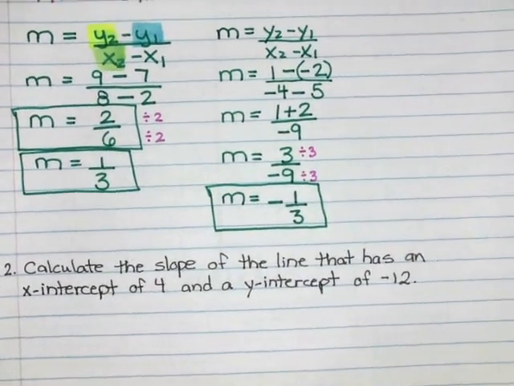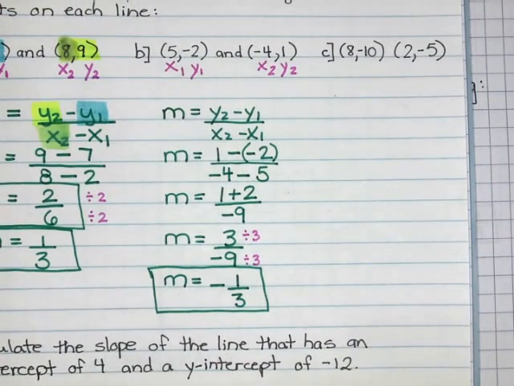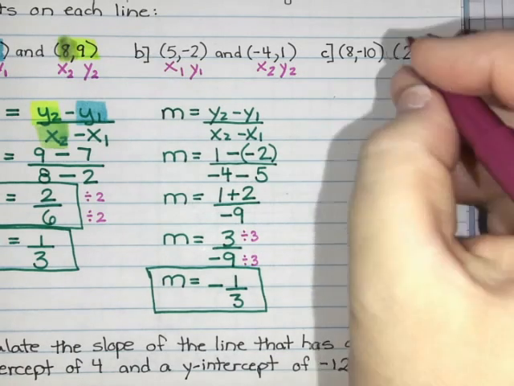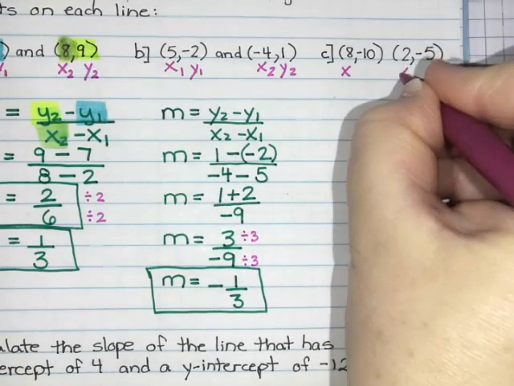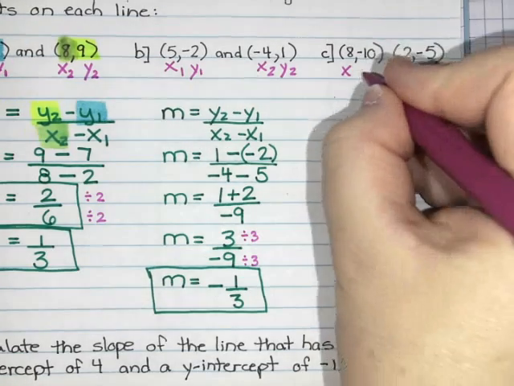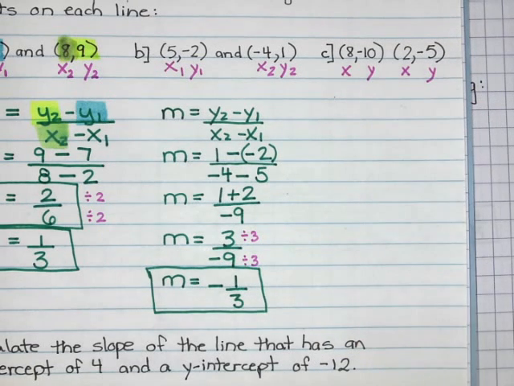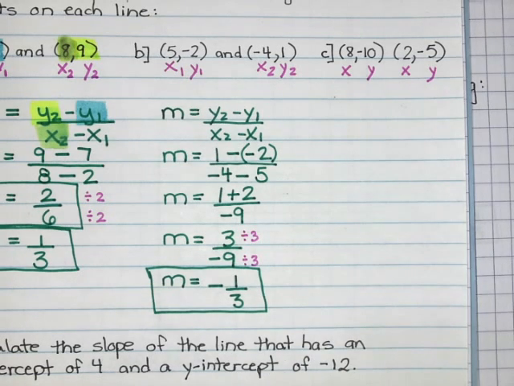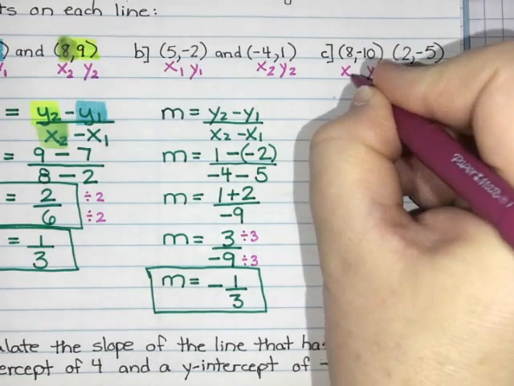We're going to take a look at the next example. So I have the points 8, -10, and 2, -5. Same thing as last time. The first thing you want to do is label your x's and y's. So the first part of the point is always x. The second part of the point is always y. And then you choose one to be point 1, one to be point 2, your choice. So you know what? Why don't we mix it up on this one? So I'm going to have this be 1 and this one be 2.